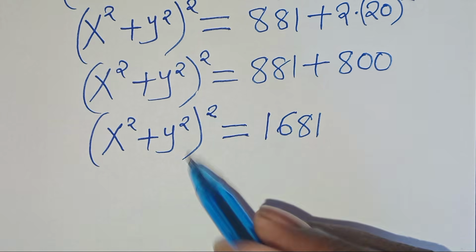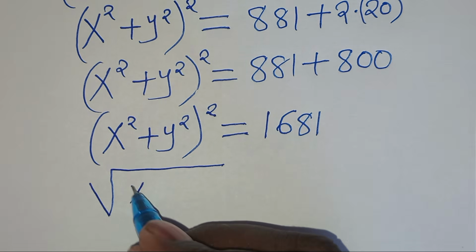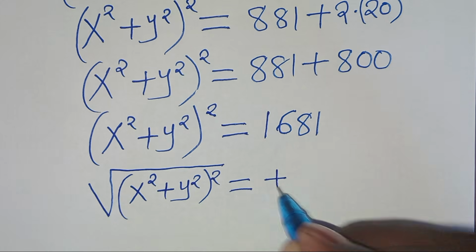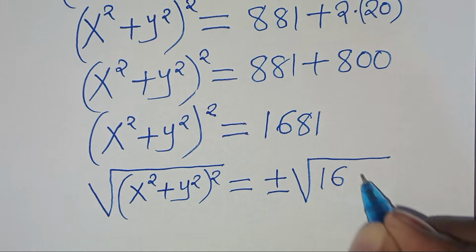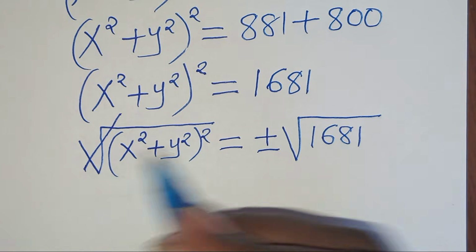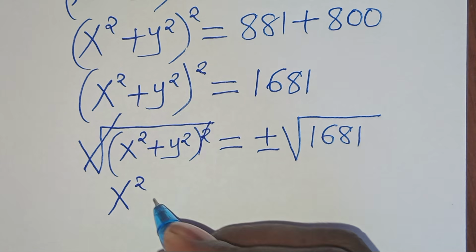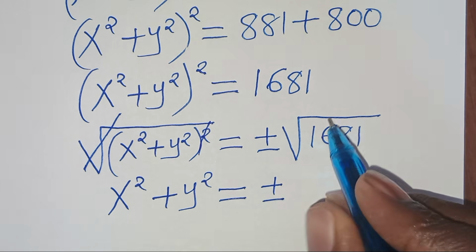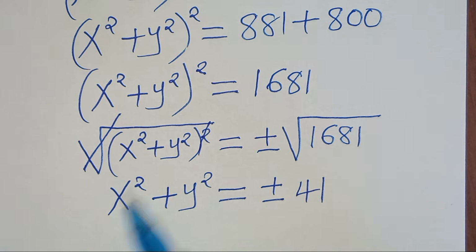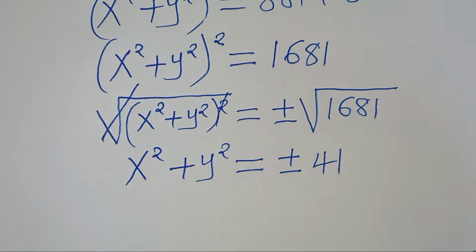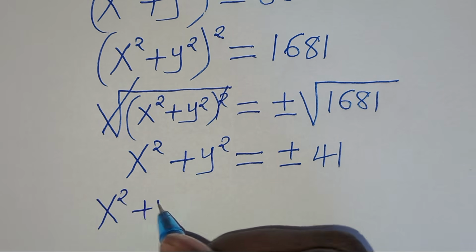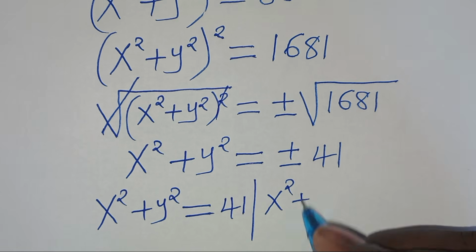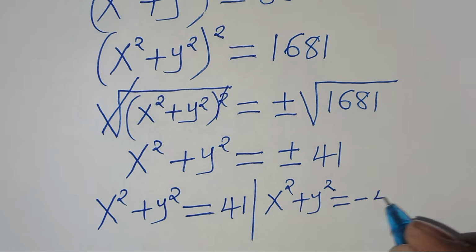Now to solve for x squared plus y squared, let's introduce a square root on both sides. So we have the square root of x squared plus y squared raised to the power of 2 is equal to plus or minus the square root of 1681. So let's eliminate the square root sign, so that x squared plus y squared is equal to plus or minus the square root of 1681, and this is equal to 41. So we have x squared plus y squared is plus or minus 41. So we have two values of x squared plus y squared: 41, and negative 41.